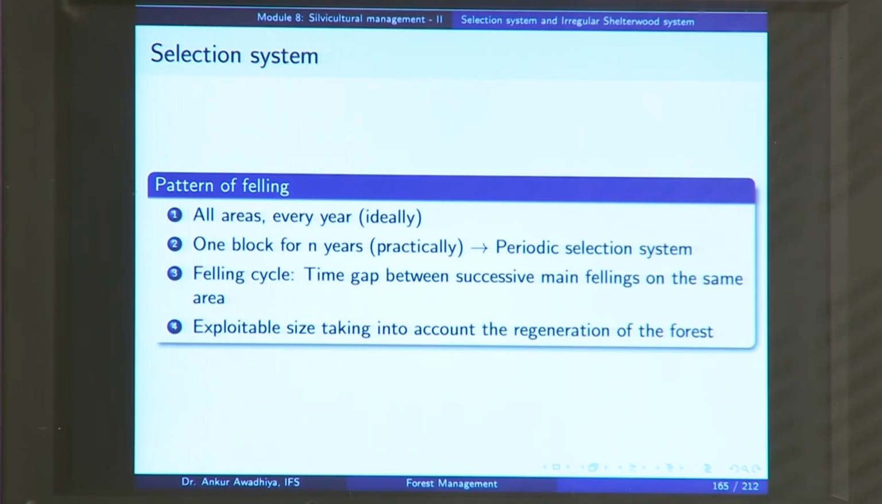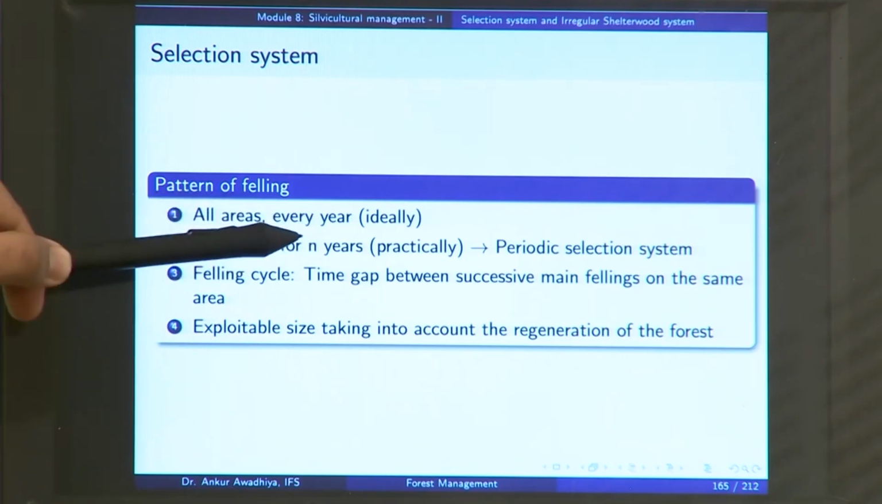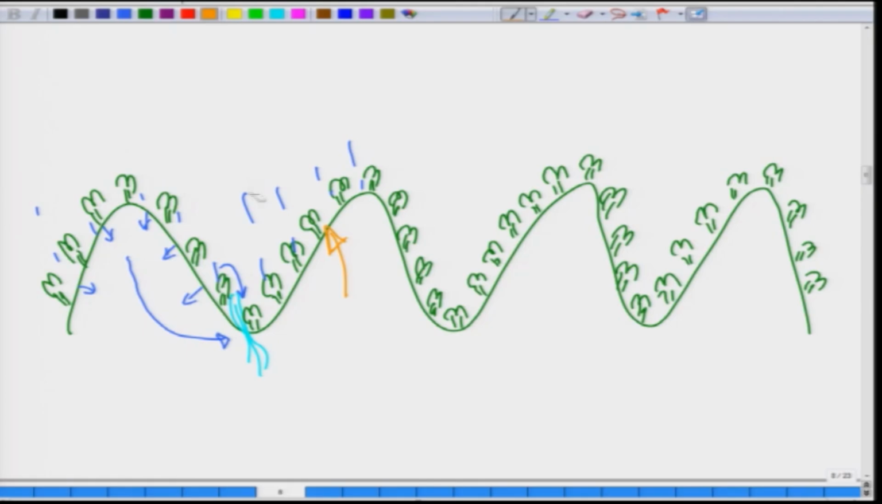But then as we just saw, we normally use selection forestry in those areas that have a rugged topography, that have hills, that are remote areas. So, practically it is not possible to reach each and every site every year. So, there is a practical modification that in place of visiting all the areas every year, you divide your forest into blocks and you harvest one block for n years and then you go to the next block. So, what we are saying here is that if you consider this forest, suppose you have divided this forest into 4 blocks.